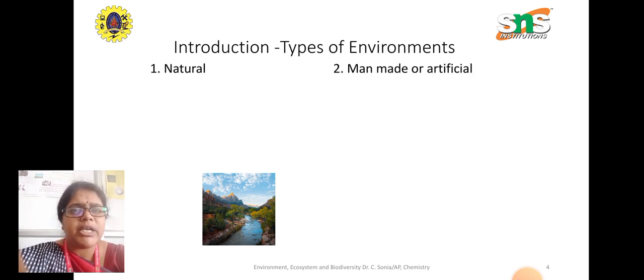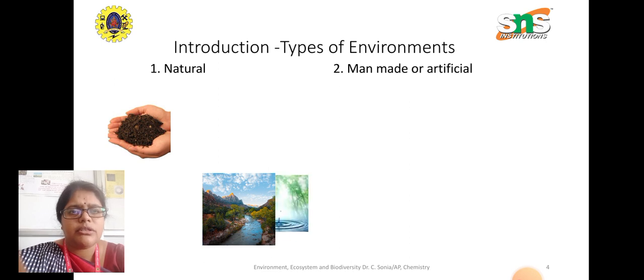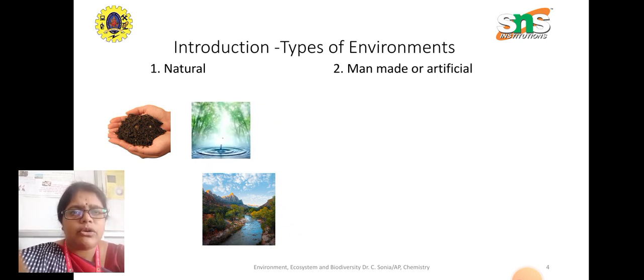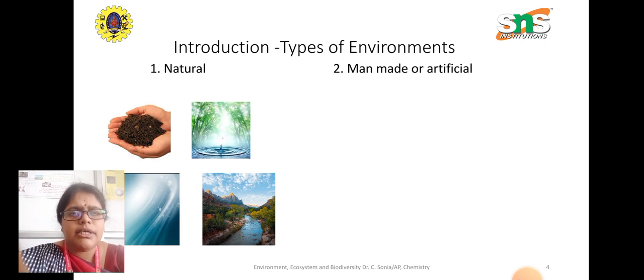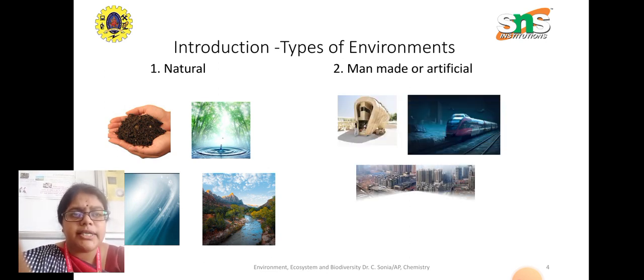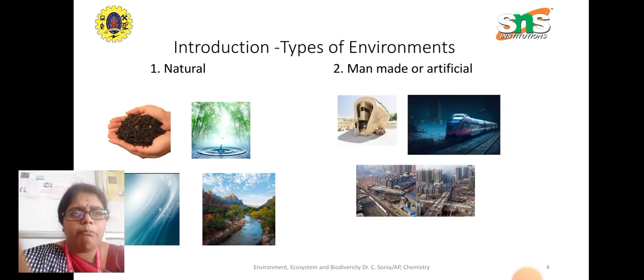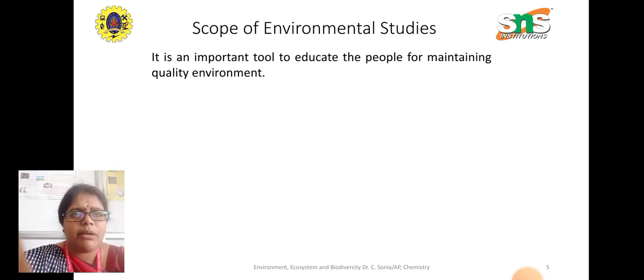There are two main types of environment: natural and man-made, or artificial. The natural environment includes soil, water, land, etc. And the man-made environment comprises the constructions that are made by man.